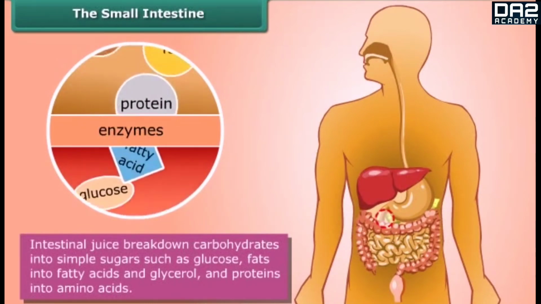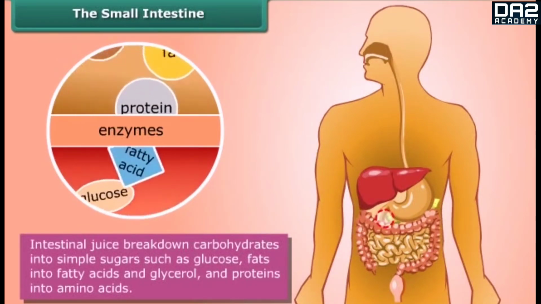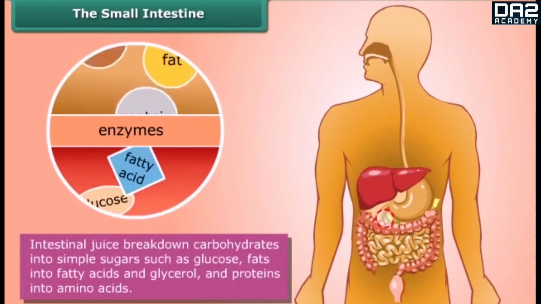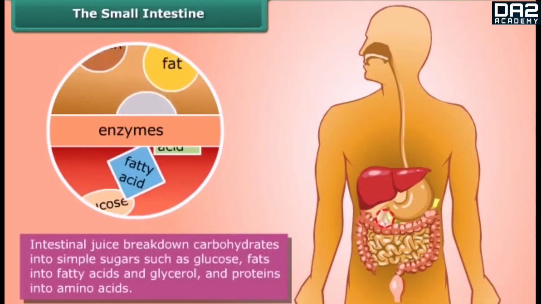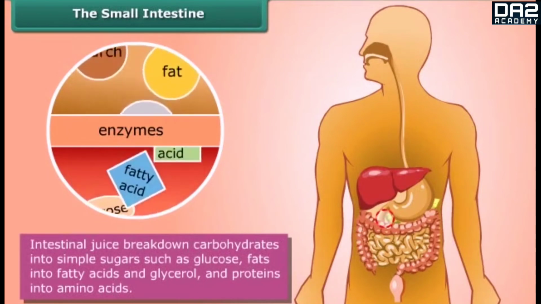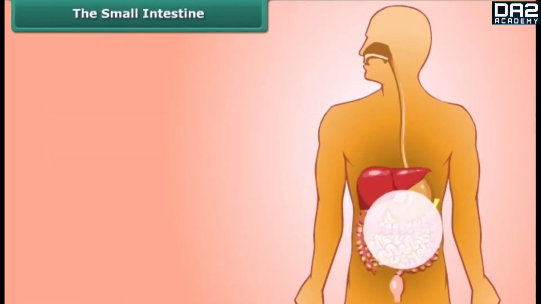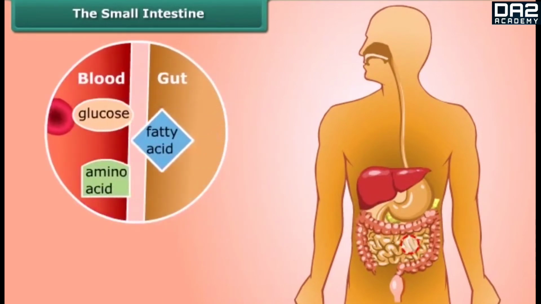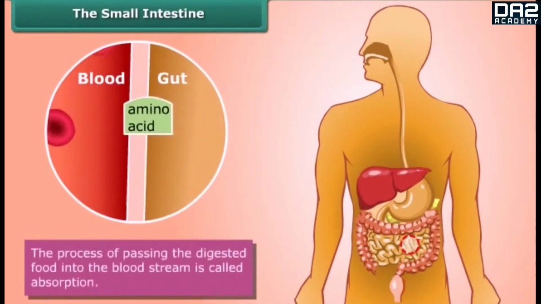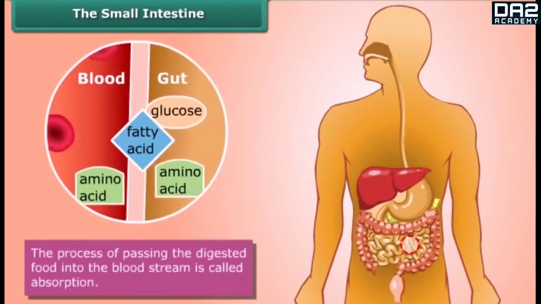into simple sugars such as glucose, fats into fatty acids and glycerol, and proteins into amino acids, and completes the digestion of the food. Now the digested food passes into the bloodstream. We call this process absorption.